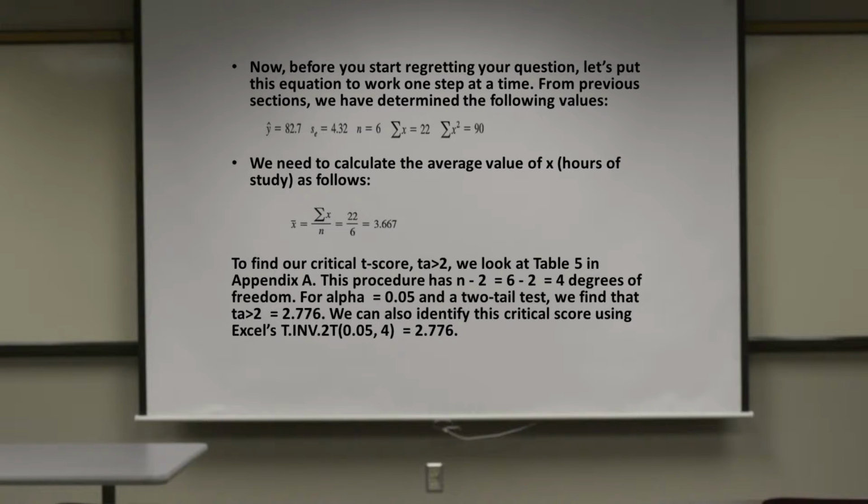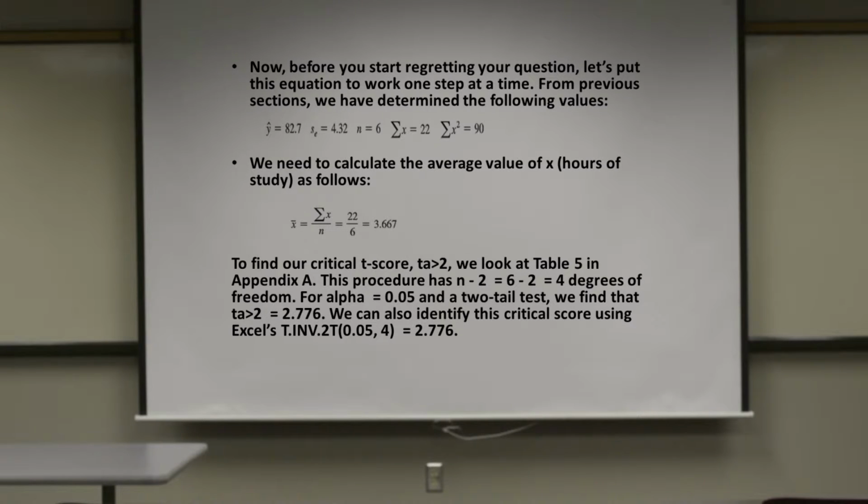Y hat is 82.7, s is 4.326, sigma x is 22, and sigma x squared is 90. We need to calculate the average value of X, or hours of study, as follows. X bar is equal to the summation of X divided by n, which is equal to 3.667.